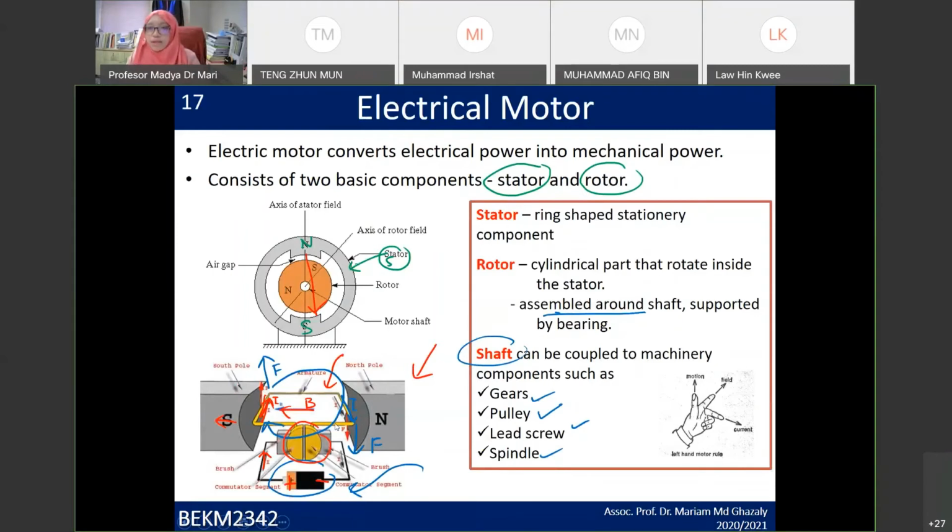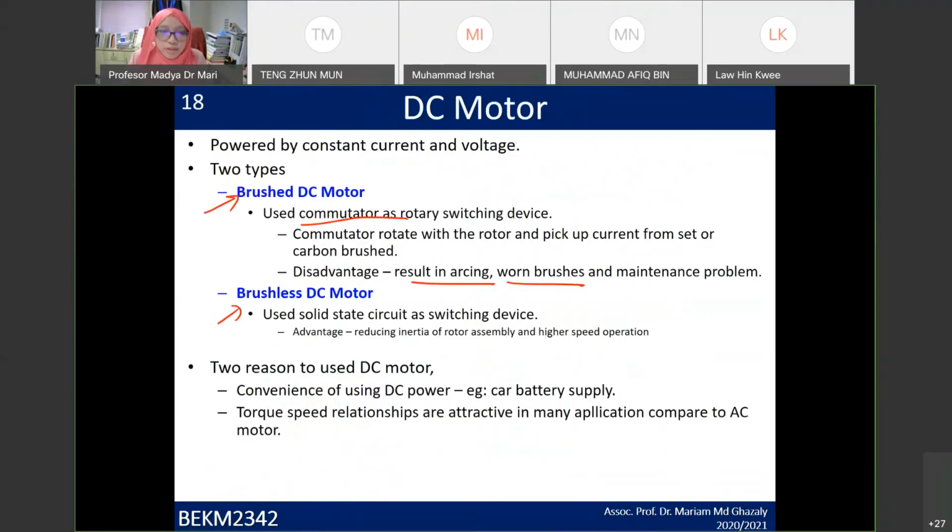It is always brushing against the rotor over there, so it's going to wear off. The brushless DC motor uses solid state switching. The advantage is that it reduces the inertia of the rotor assembly and you have higher speed actuation. Because it's brushless, it's not going to have any friction, and therefore the brushless DC motor is better for applications now. But of course, the brushless DC motor will be much more expensive than the brush DC motor.